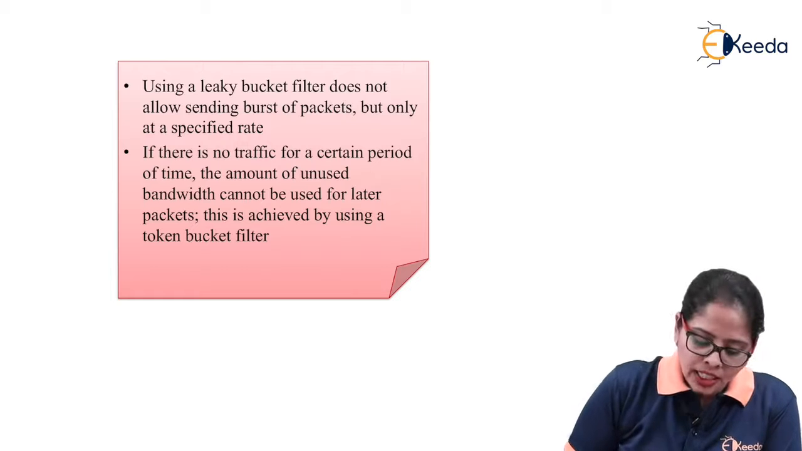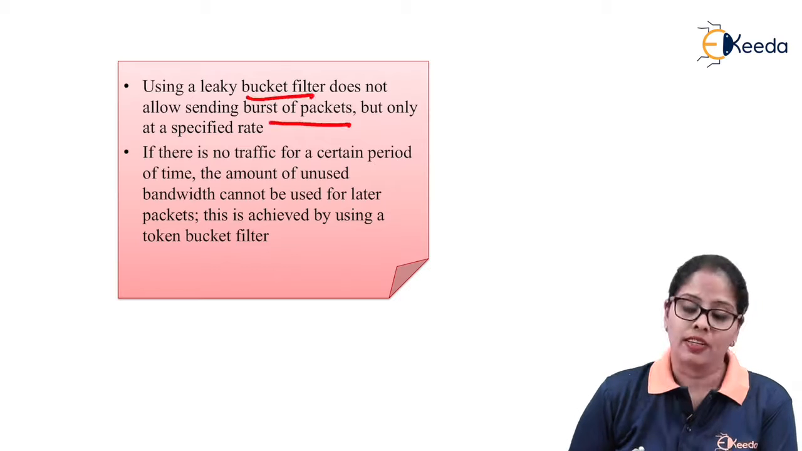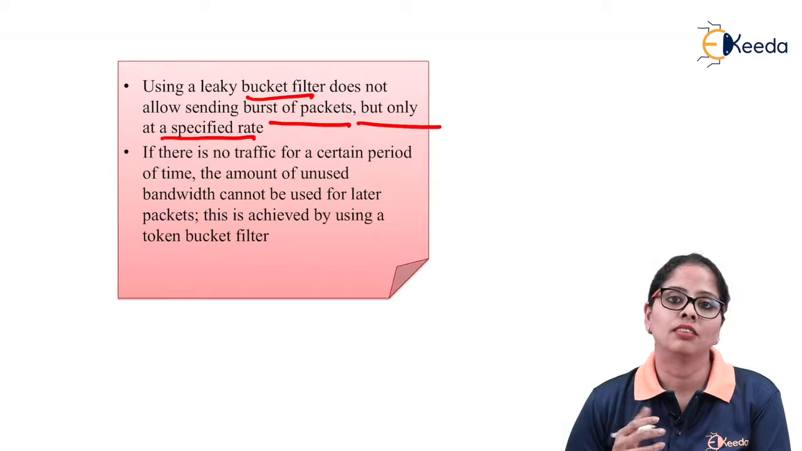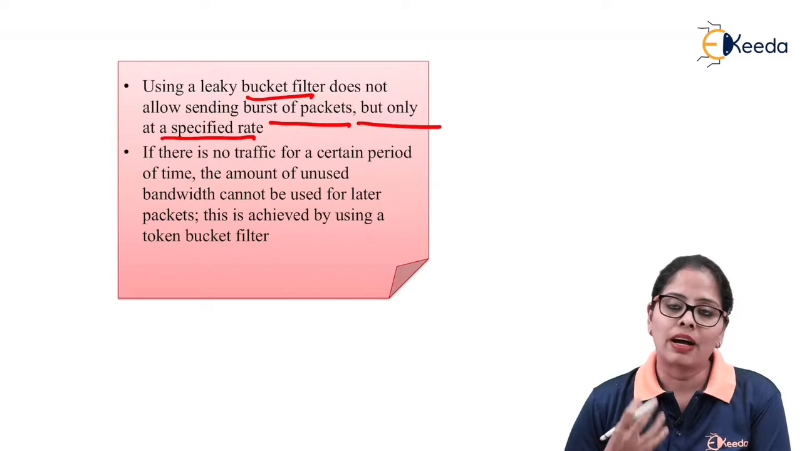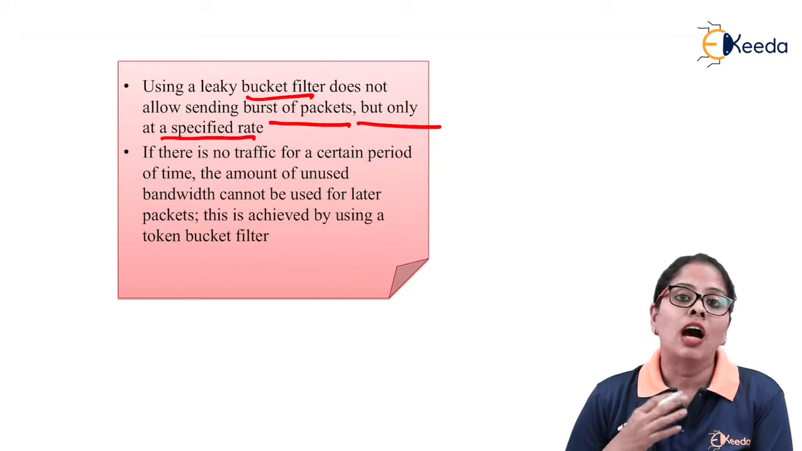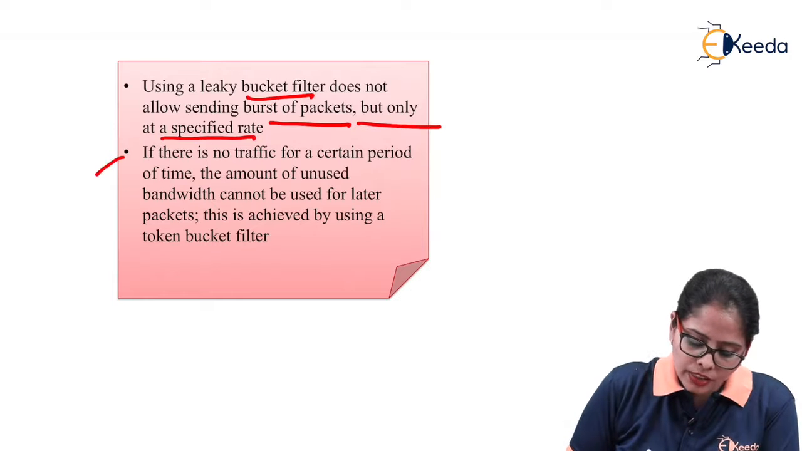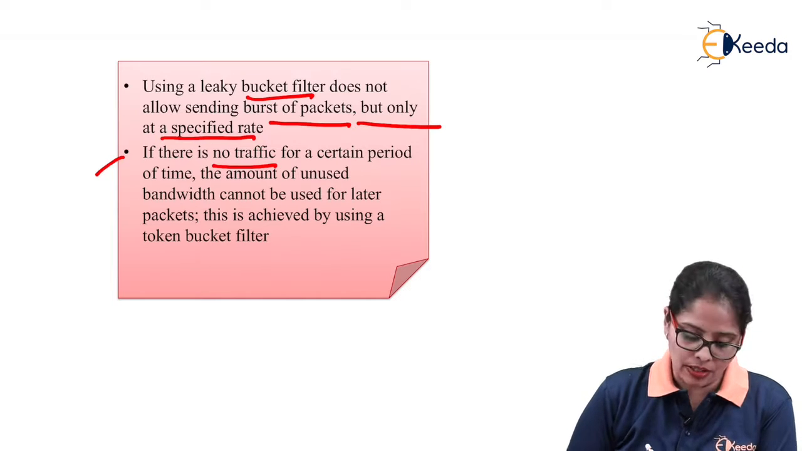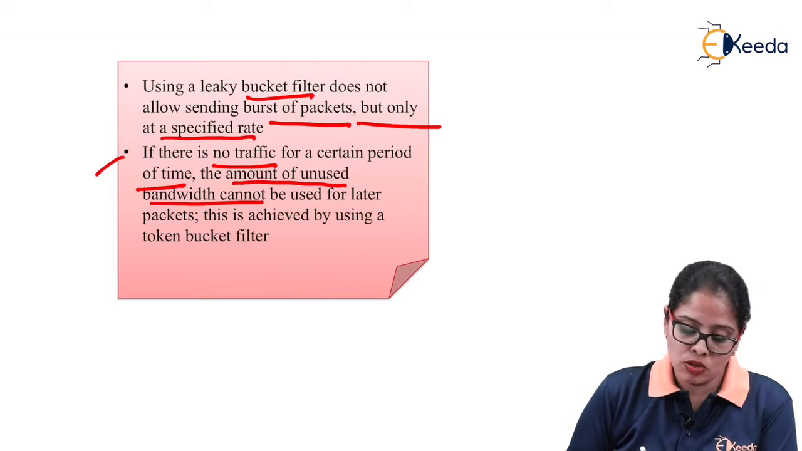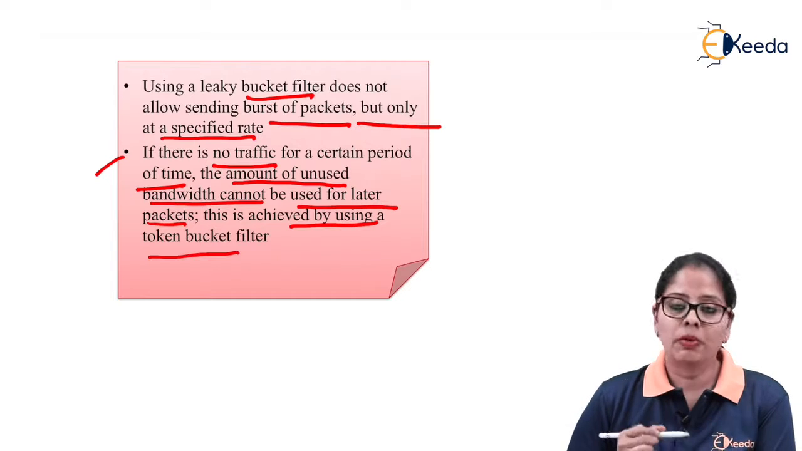Using the leaky bucket filter does not allow the sending of burst packets, but only at a specific rate. So what I am saying here is, whatever your incoming packet rate, your outgoing packet rate is fixed. You can't send bursty traffic on the outgoing side. If there is no traffic for a certain period of time, the amount of unused bandwidth cannot be used for later packets. This is achieved by using the token bucket filter.